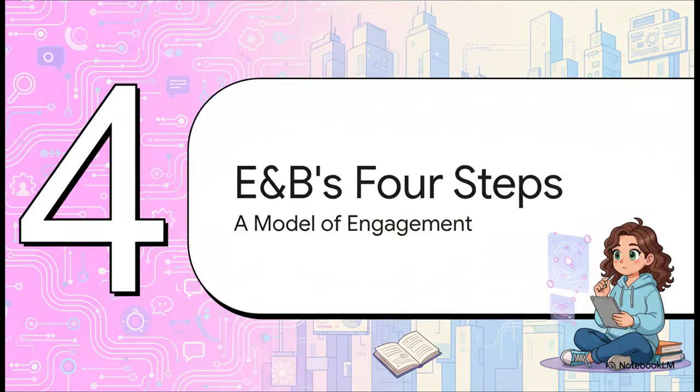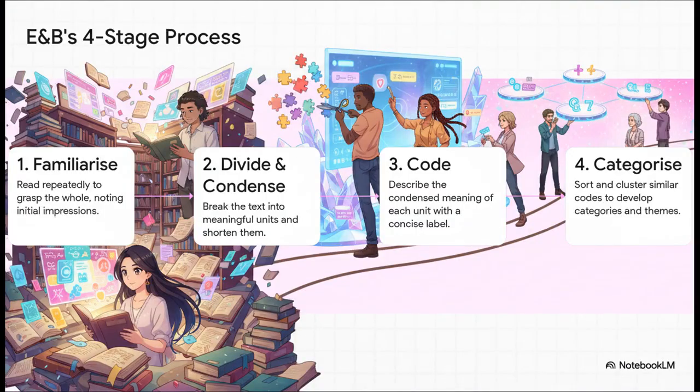To make this more concrete, let's check out a specific blueprint. This first one, from Erlingsson and Brysiewicz, is all about deep, reflective engagement with your data. So it all starts with just familiarizing yourself with the data. You read it over and over and over again. This is called a hermeneutic spiral, where you move between the small details and the big picture to deepen your understanding. Next, you break the text into smaller, meaningful chunks and condense them. From there, you give each of those condensed chunks a short label or a code. And finally, you start grouping similar codes together to build your categories, which then form your big, overarching themes.